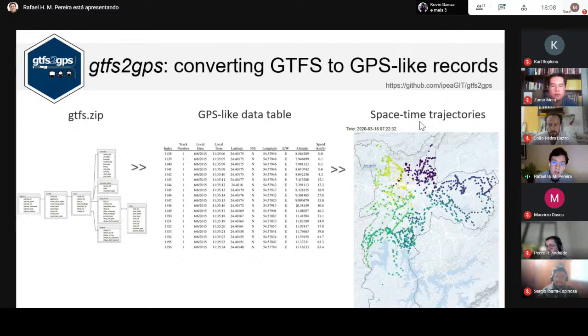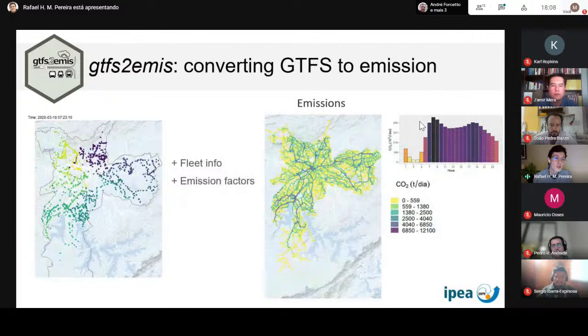Once you have a data table like this, simulating what would have been the GPS data of the public transport system, what GTFS2EMIS will do is basically get information on the fleet characteristics that I mentioned and the emission factors, and do some calculations to estimate the amount of tailpipe emissions of each single vehicle for every road segment at every time of the day. So you can aggregate this in spatial line strings, hexagons, spatial grids across the day, or a space-time cube if you want. One of the main advantages of the model that we are developing is that because it uses so few data inputs, it can be relatively easily scalable to other cities.